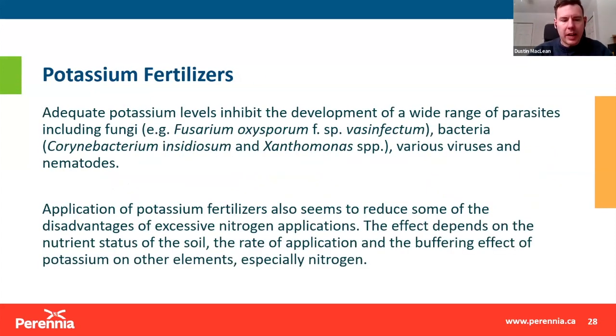Potassium fertilizers. Adequate potassium levels inhibit the development of a wide range of pathogens, including fungi and bacteria, as well as various viruses and nematodes. The application of potassium fertilizers also seems to reduce some of the disadvantages of excessive nitrogen application. So the effect depends on the nutrient status of the soil, the rate of application, and the buffering effect of potassium on other elements, especially nitrogen.